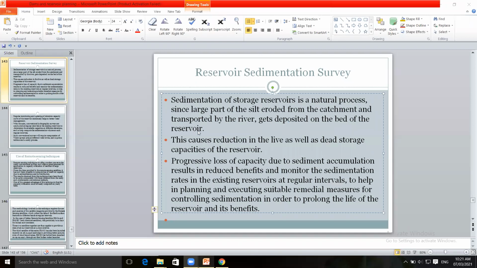This requires more time, it may require one year, 2 years, 5 years, 10 years, 20 years. As time elapses, there is a huge accumulation of silt at the bed of the reservoir. Due to this accumulation of silt at the base of the reservoir, there is a reduction in the live storage and dead storage of the reservoir, and ultimately a reduction in the life of the reservoir. The life of the reservoir or dam structure will be reduced.